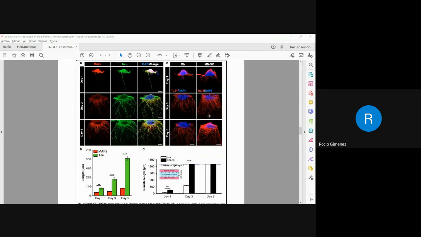It is important to note that in their platform, the axons grow 5 times faster than on 2D surfaces. So these results reveal that the 3D microenvironment and the presence of the Schwann cells accelerate axonal growth.